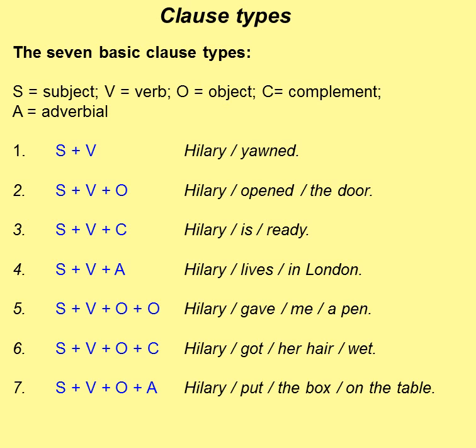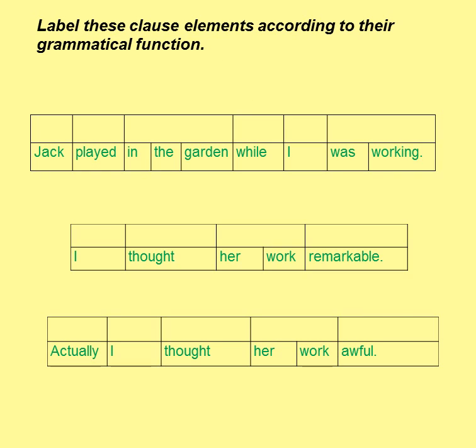Okay, so let's try that out. Let's put that into practice. I'd like you to have a go at labelling these 3 sentences according to their clause elements. So label the bits in the boxes according to whether it's a subject, a verb, object. You can have a go at saying if it's a direct or indirect object, if that's applicable, complement or adverbial. So pause there and have a go at labelling those 3 sentences. Okay, answers coming up.